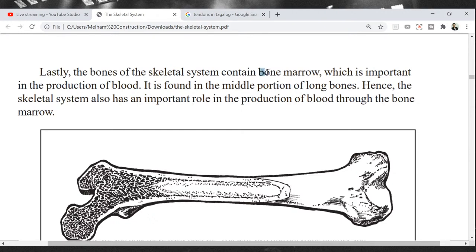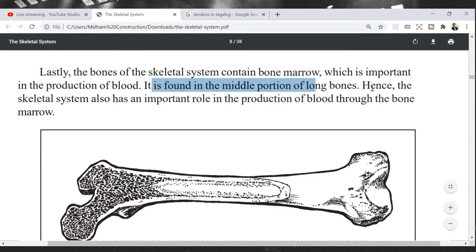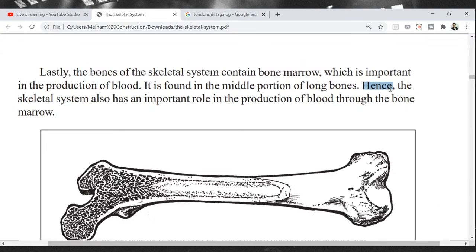Normally, the bones of the skeletal system contain bone marrow. Yan. So, merong calcium, merong bone marrow. Which is important in the production of blood. Yan. It is found in the middle portion of long bones. Yan. Nasa gitna siya. Hence, yan yung dilaw, eh, no? Yung masarap sa ano, baka. Pag ginawa mong mani. Yan.